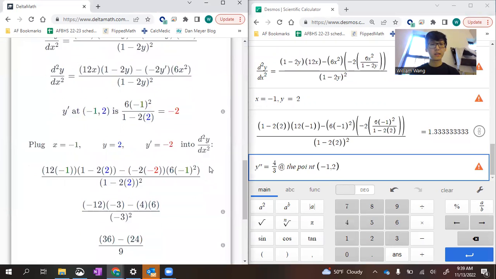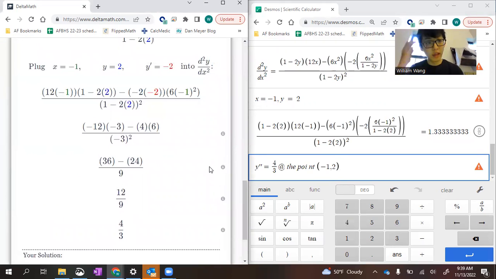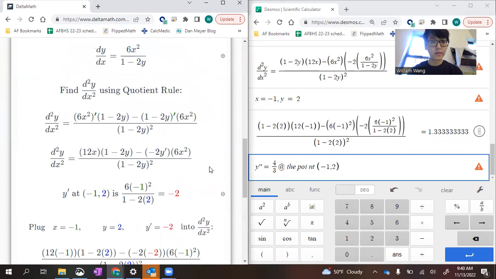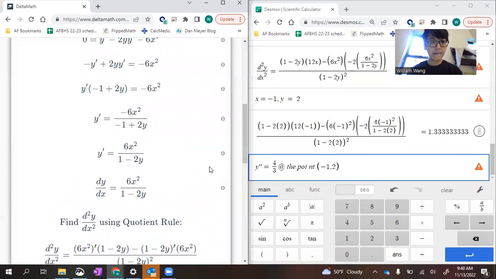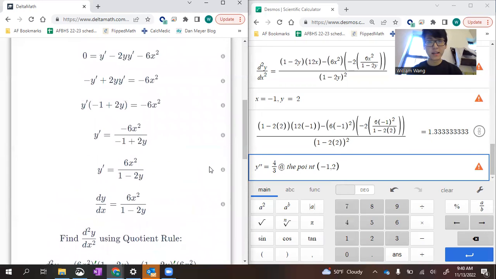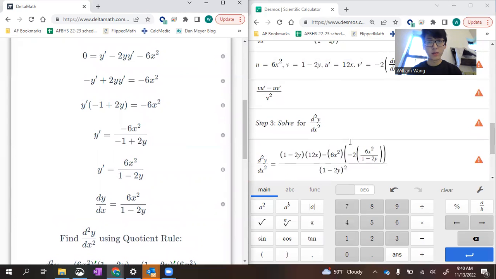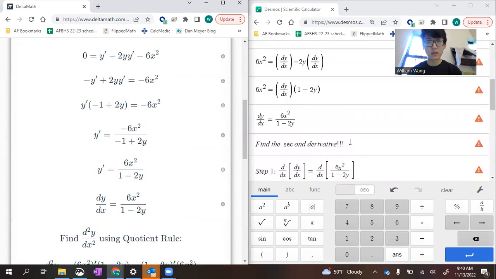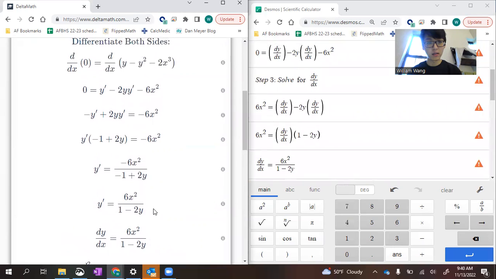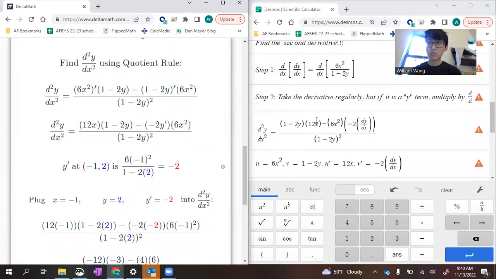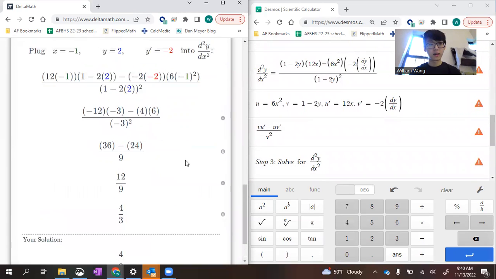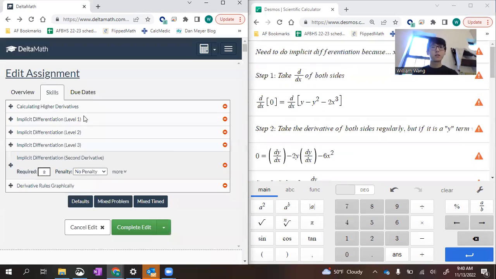Cool. And if you ever need help, they have the answers here, or the step-by-step work. So hopefully that makes sense. Yeah, you can kind of see how they went along with it. They found their dy over dx, 6x squared minus 2y, right here. You see that? Then quotient rule, etc. Plug it in, 4 over 3. All right. Hopefully that makes sense.